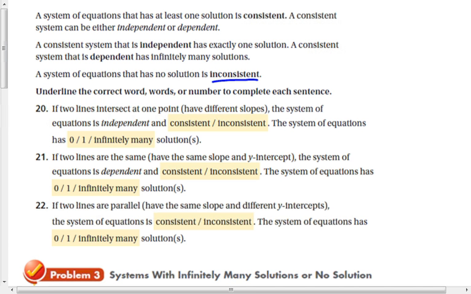So if it has at least one solution, it's consistent. If there's exactly one solution, it's independent. If there's more than one, or an infinite number of solutions, it's dependent. So go ahead and see if you can fill in these, reread that to help you do that.